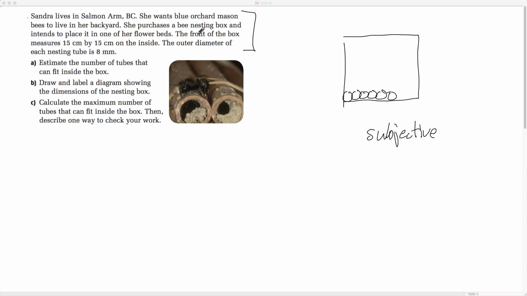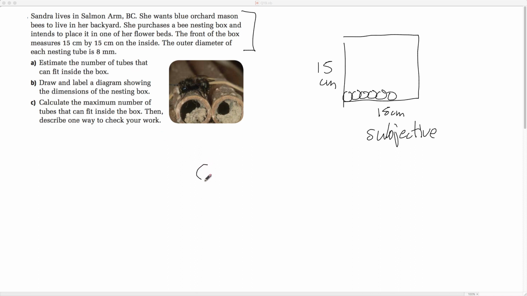So they're saying the front of the box is 15 centimeters by 15 centimeters on the inside. So we'll say this 15 centimeters here and 15 centimeters here. And it's asking us to estimate, so not to come up with a really complicated answer, but just figure out approximately how many tubes can fit inside the box.